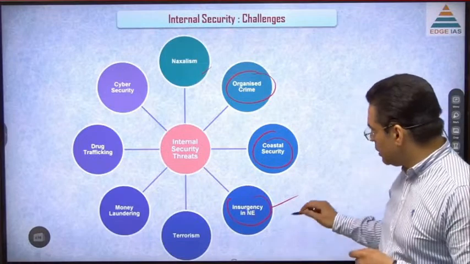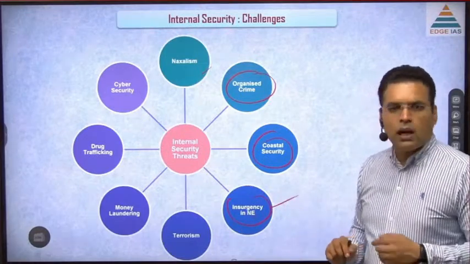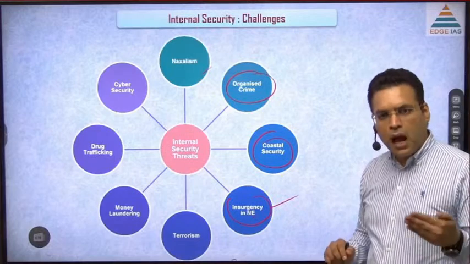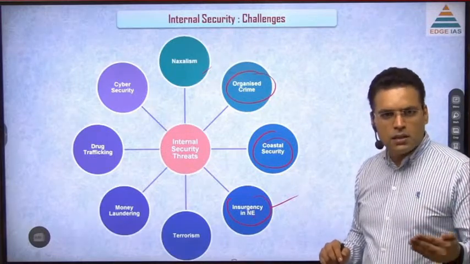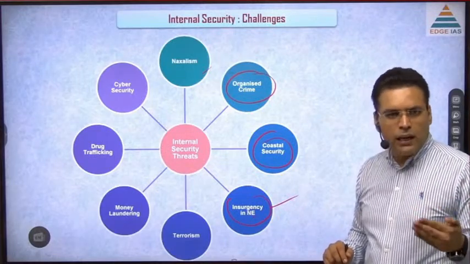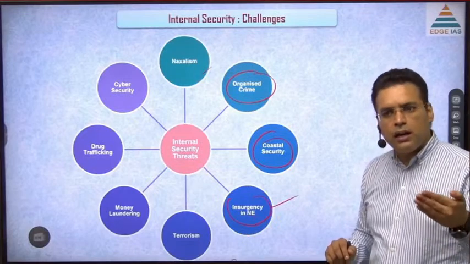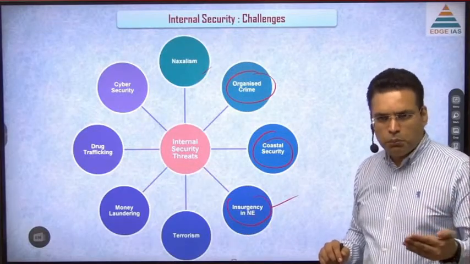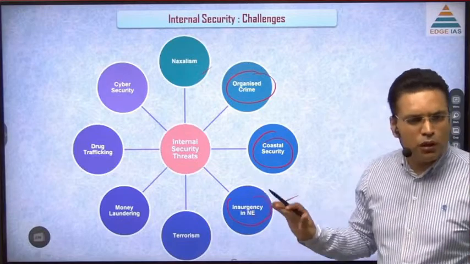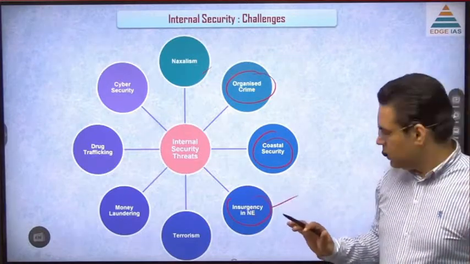So insurgency in Northeast has its own history. There are other states also like Mizoram, Assam, Arunachal Pradesh, Meghalaya. These states also had their own problems, even Sikkim. But their problem is resolved. The problem has almost resolved.